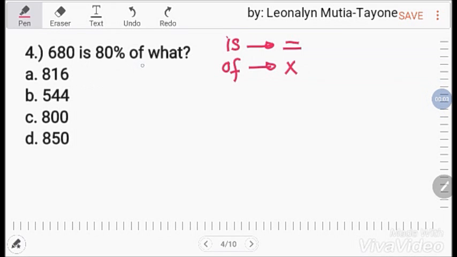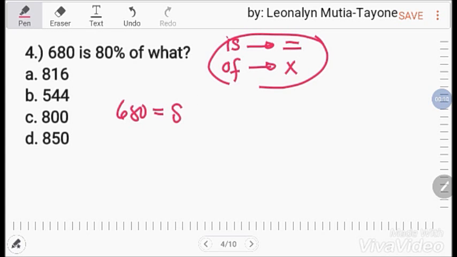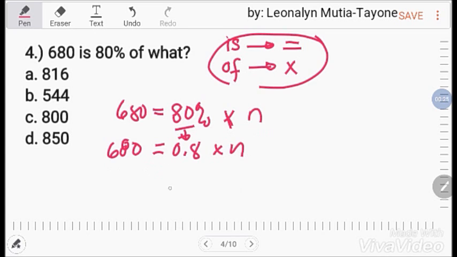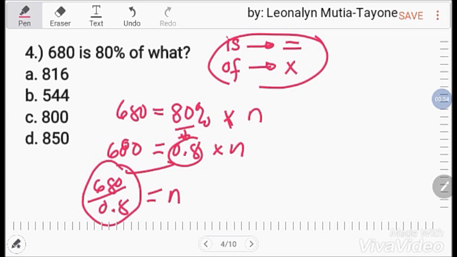Number 4. 680 is 80% of what? Ito yung tandaan natin. 680 is 80% of what? So, yung what natin, yung n number natin na hinahanap. So, 680 equals 0.8, kasi na-convert natin into decimal form, times n. I-transpose natin si 0.8 dyan, magiging 680 over 0.8. At ito na yung hanapin natin.